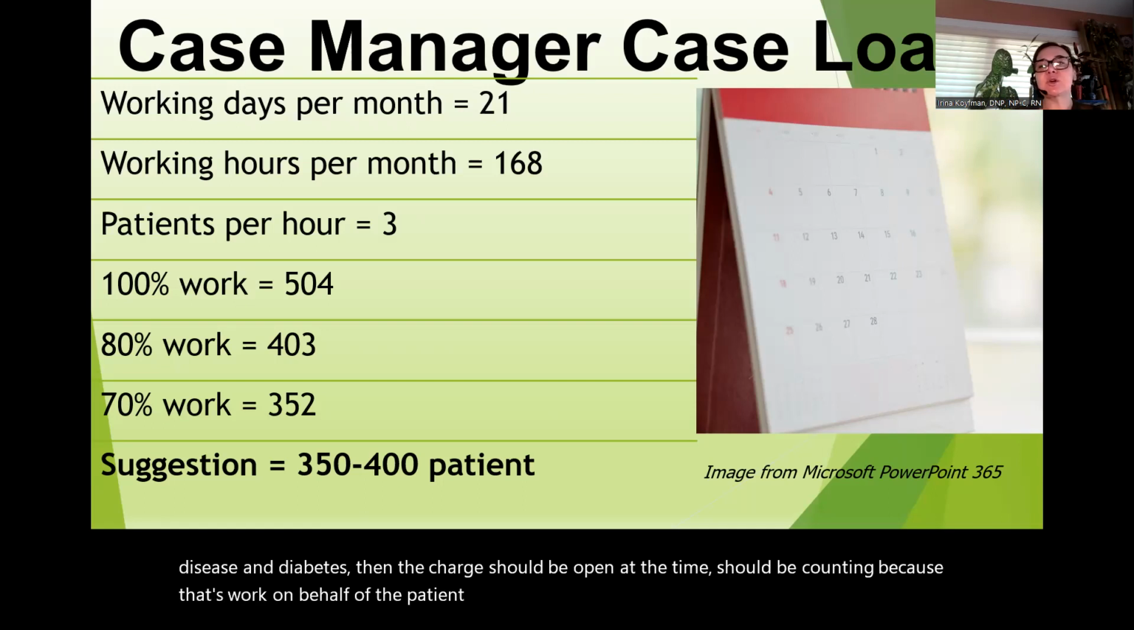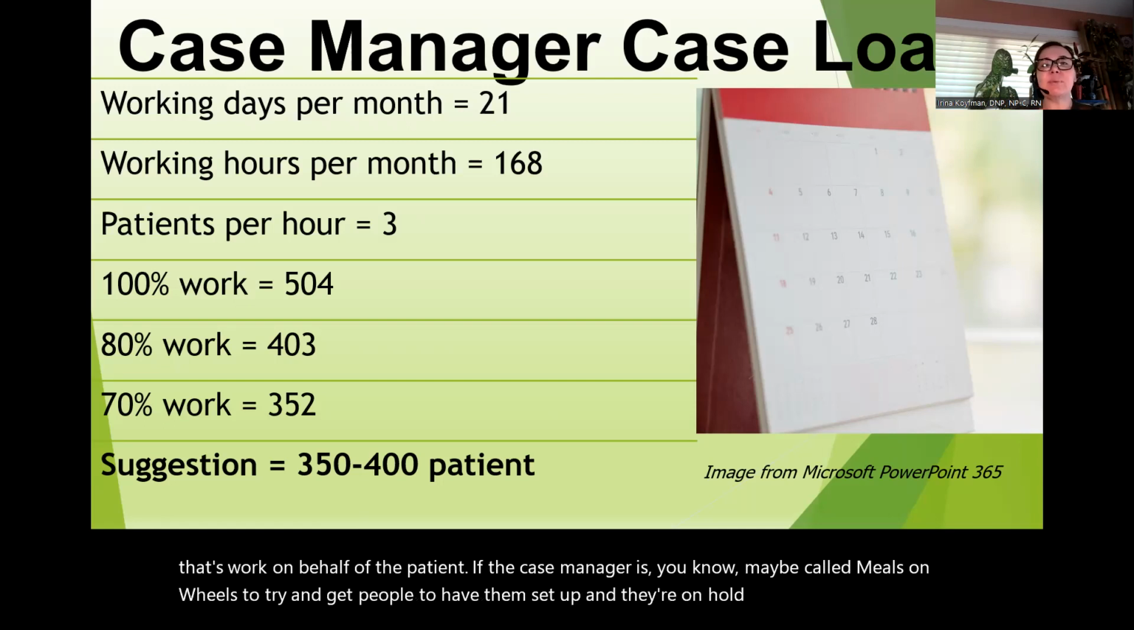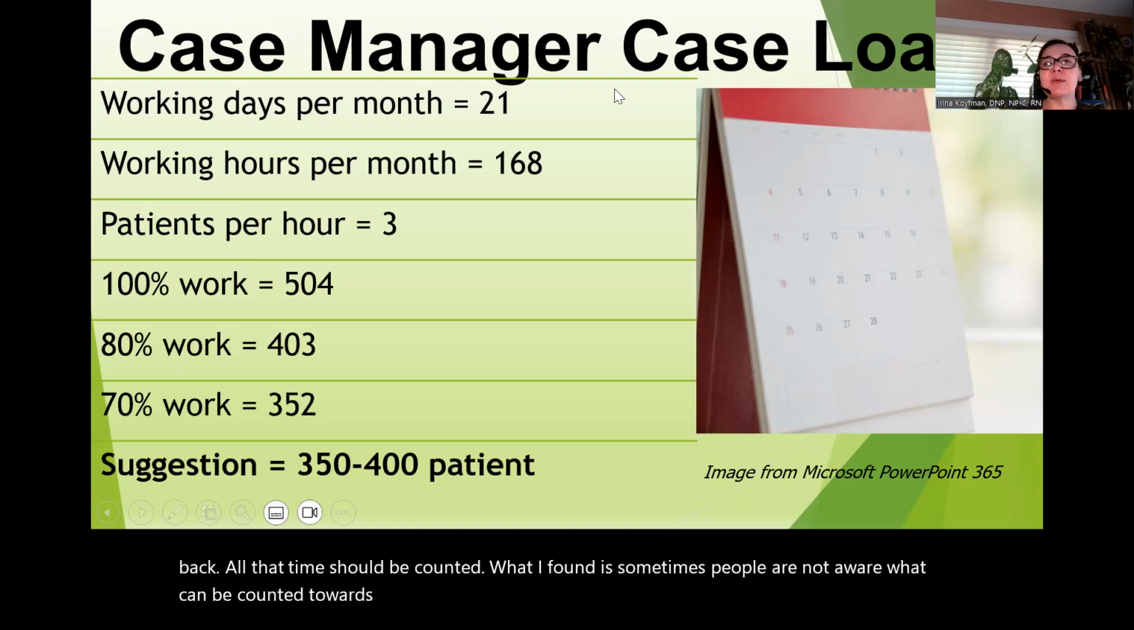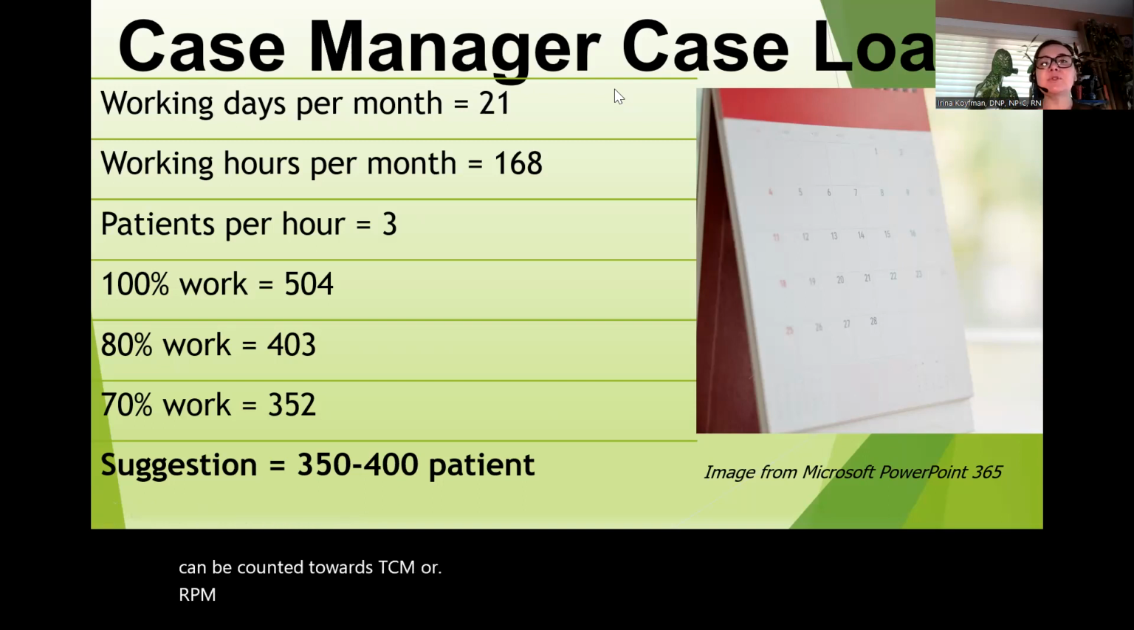because that's work on behalf of the patient. If the case manager has called Meals on Wheels to try to get them set up and they're on hold, or somebody's calling them back, all that time should be counted. What I found is sometimes people are not aware what can be counted towards CCM or RPM, and I will be more than happy to do another webinar on that.